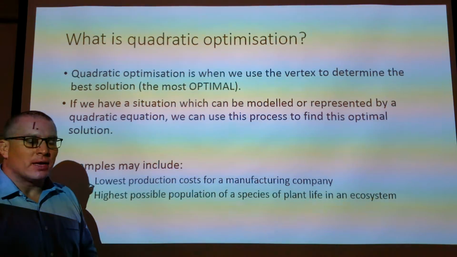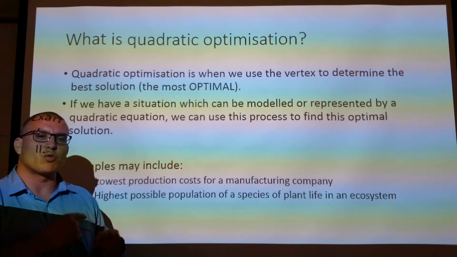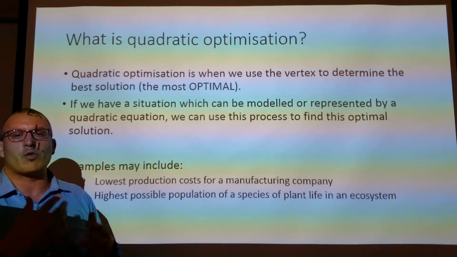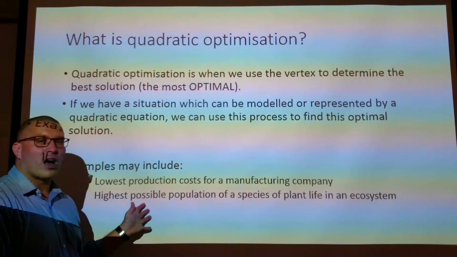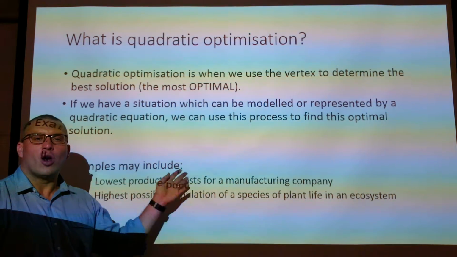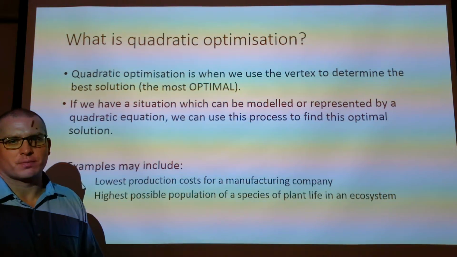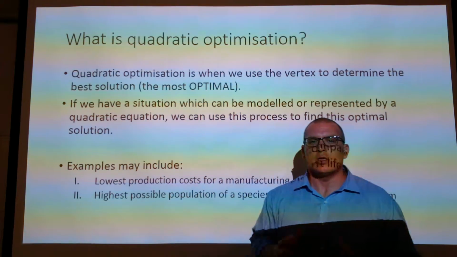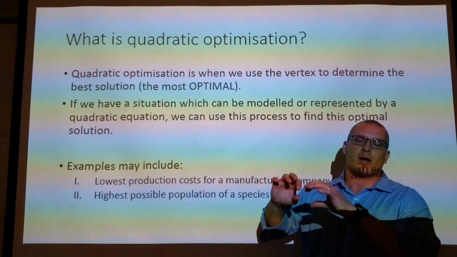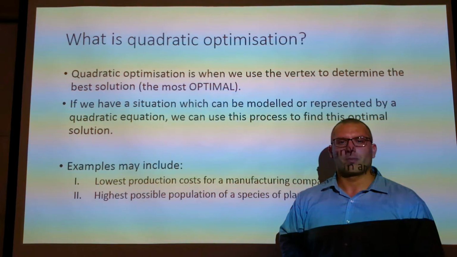Another one might be, there might be a type of plant in a certain ecosystem, and its growth in that ecosystem is again represented using some quadratic equation. So we could figure out the highest possible population of that species of plant life in that ecosystem. There are a whole range of different things we can determine simply by asking, is it a situation that we can model somehow with a quadratic equation?